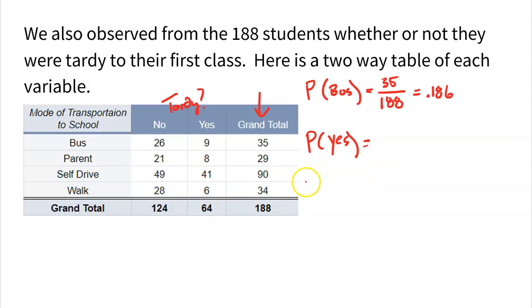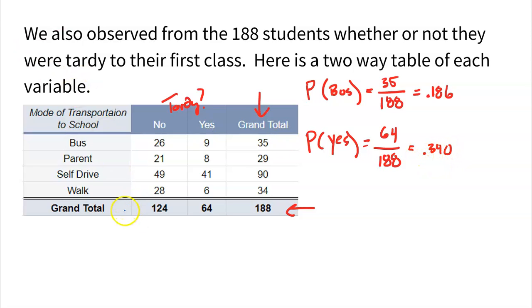Once again, this is also considered a marginal distribution because we're just looking at our totals down here. I don't even care how you got to school. I purely care if they were tardy or not. And that would be 64 total kids that were tardy out of 188 students. So 64 out of 188 is 0.340 if you round that correctly. And that would be 34.0% of kids are tardy.